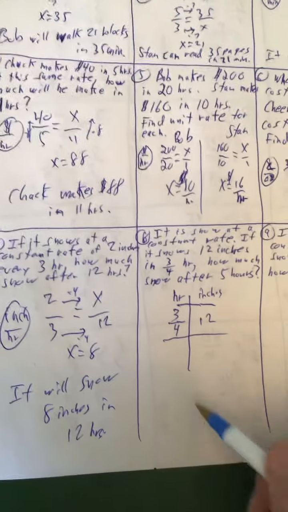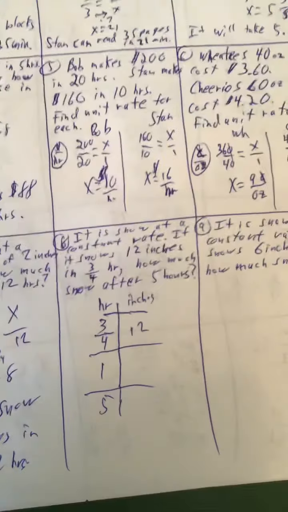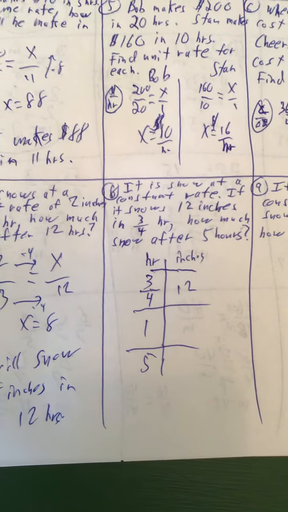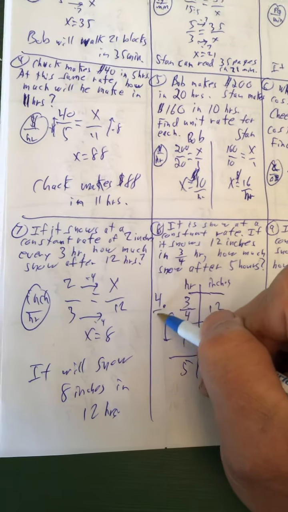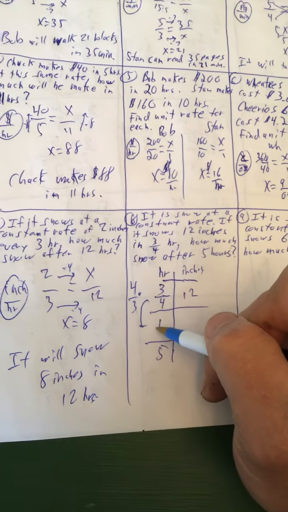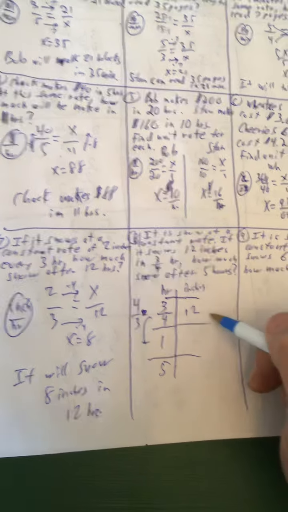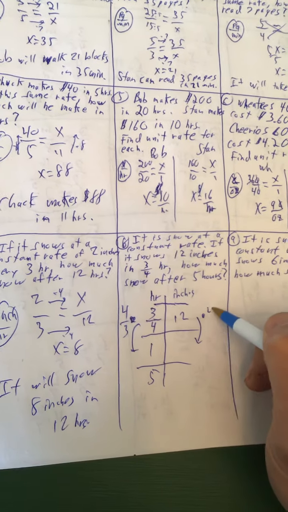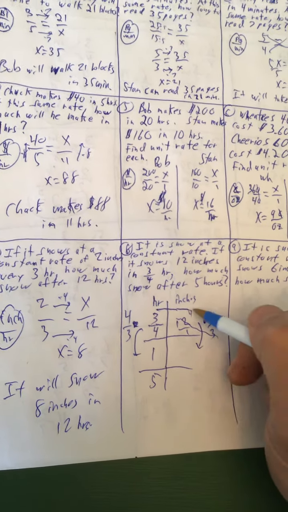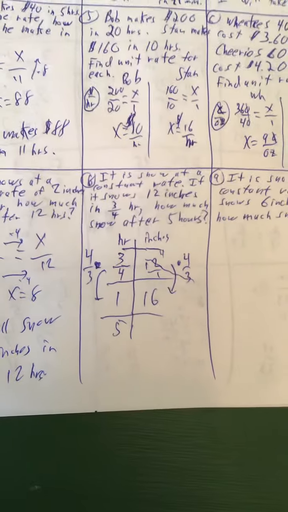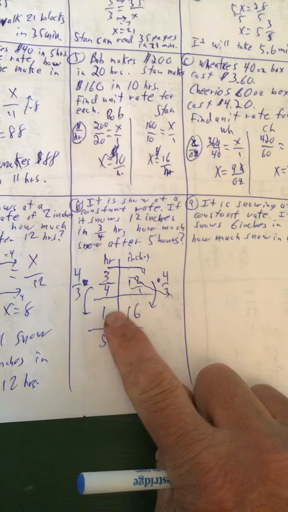Well, the obvious question is, and I'm asking you, how much is it going to snow in 5 hours? Well, get the unit rate. How much is it going to snow in 1 hour? Find the unit rate, and you do that just by multiplying by the reciprocal, because the product of reciprocals is always 1. If I multiply this by 4/3, I'm going to get 1, so I multiply this by the same thing, 4/3. Stick a 1 under. 12 divided by 3 is 4. 4 times 4 is 16. So if it's snowing 12 inches in 3/4 of an hour, it's going to snow 16 inches in an hour.